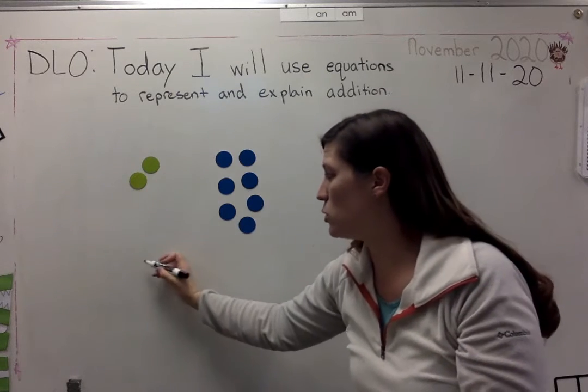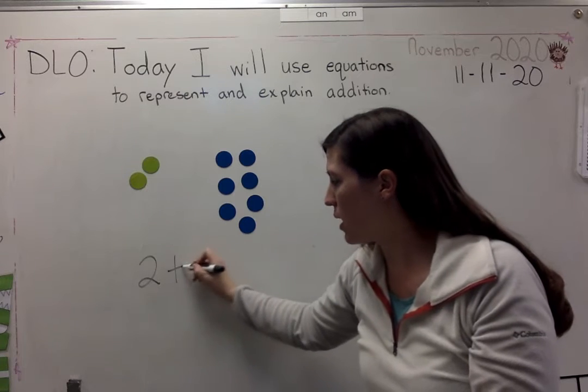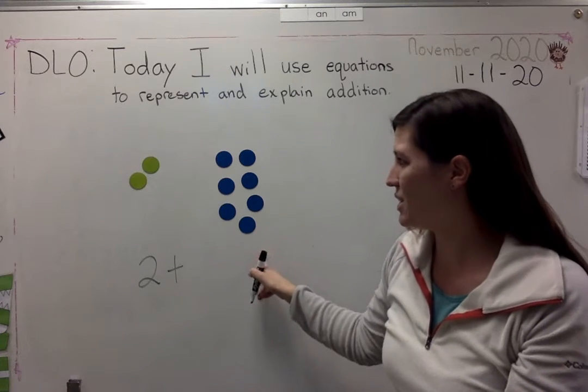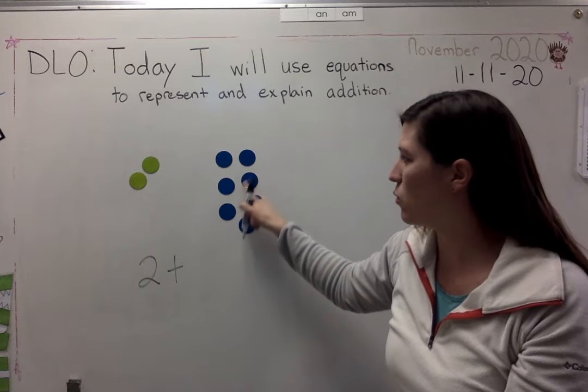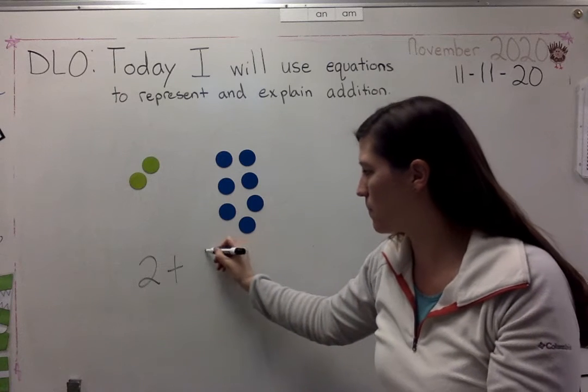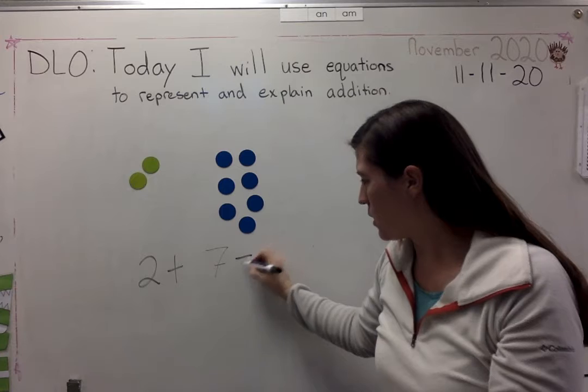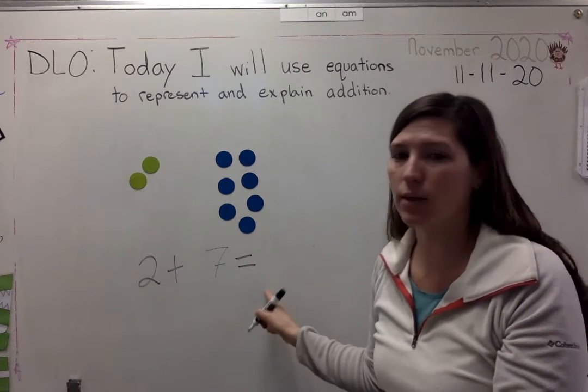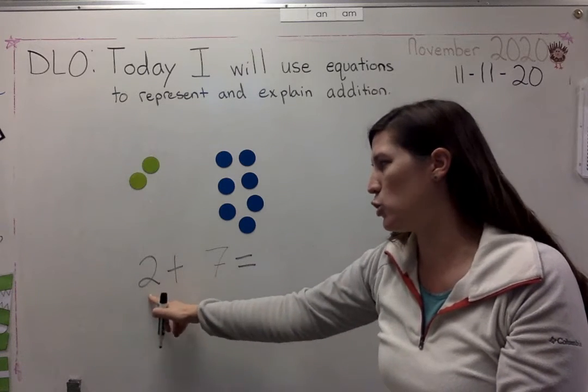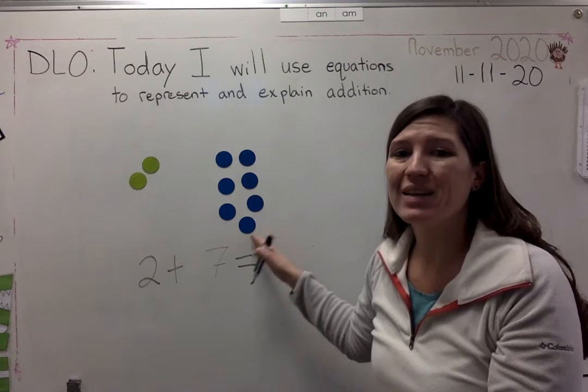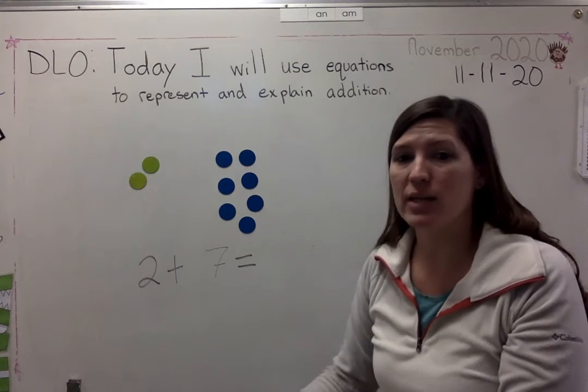1, 2. I have 2 cookies plus, how many more did I find? 7. 1, 2, 3, 4, 5, 6, 7 equals how many cookies all together? Which number is greater, 2 or 7? 7. 7 is greater because it has more.